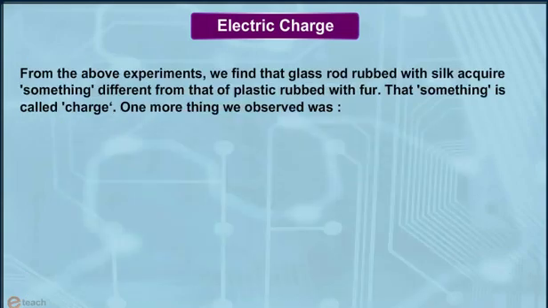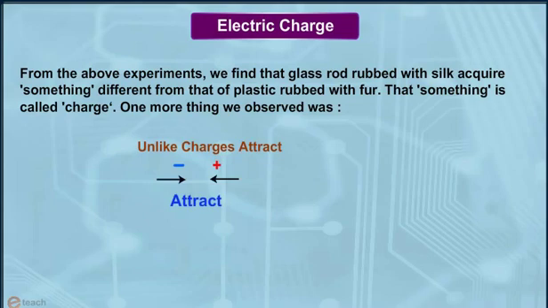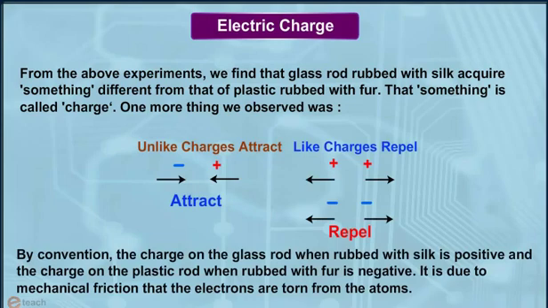From the experiments, we find that glass rods rubbed with silk acquire something different from that of plastic rubbed with fur. That something is called charge. One more thing we observed was, unlike charges attract, like charges repel. By convention, the charge on the glass rod when rubbed with silk is positive and the charge on the plastic rod when rubbed with fur is negative.